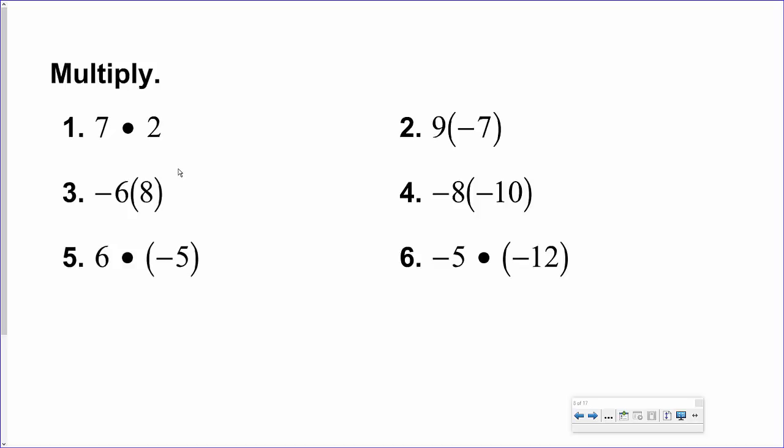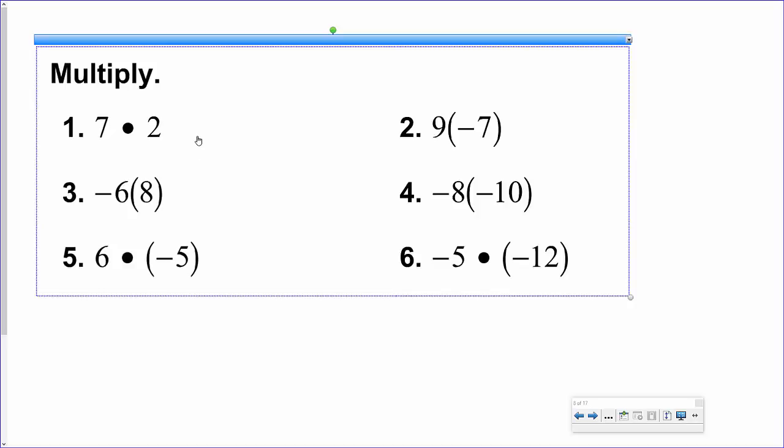All right, so hopefully you've gone through and tried to solve them yourself. The answers are, these are both positive, so therefore your answer will be a positive 14. Let's write them out here. So this is 14. This one here is 9 times negative 7, so I have one positive and one negative. This would be a negative 63. This is negative times a positive, which is a negative 48.